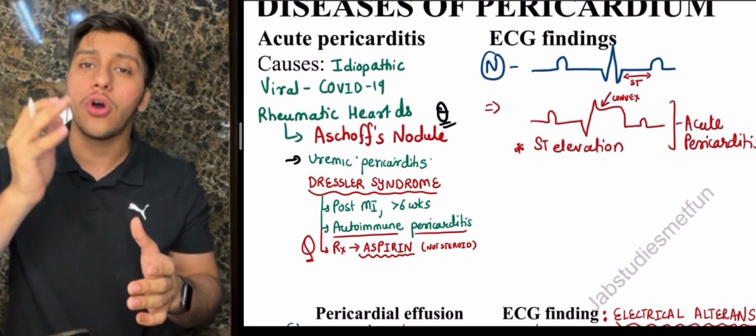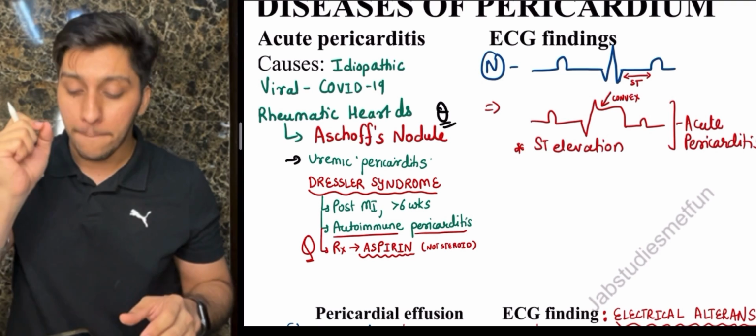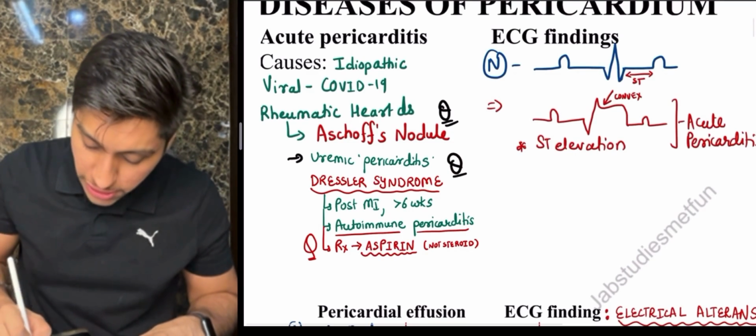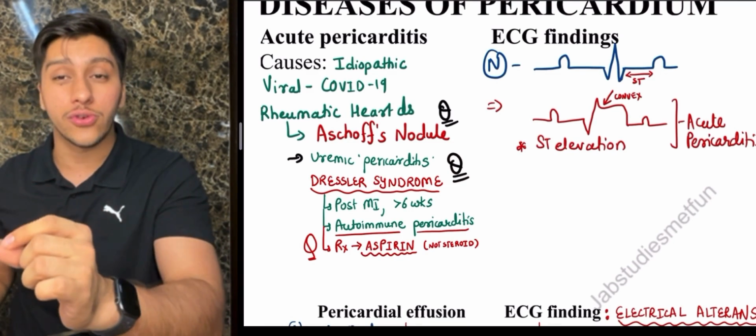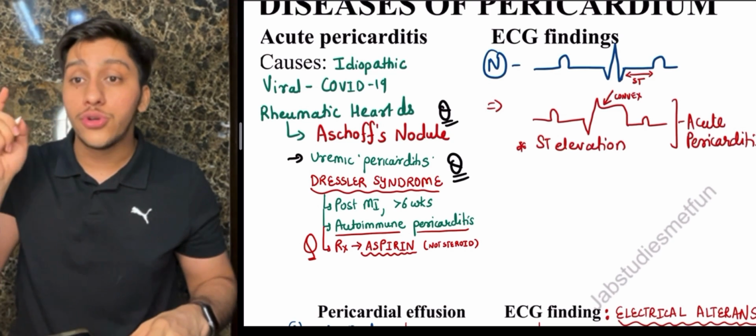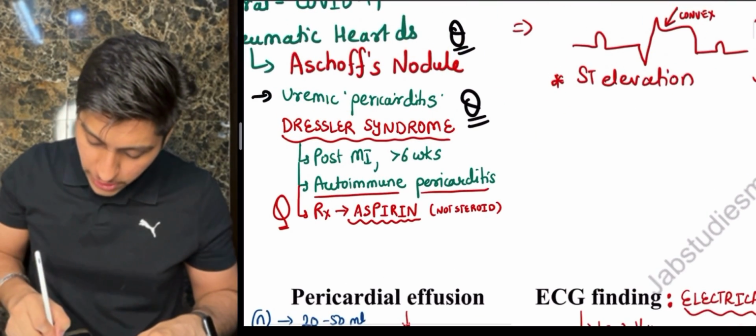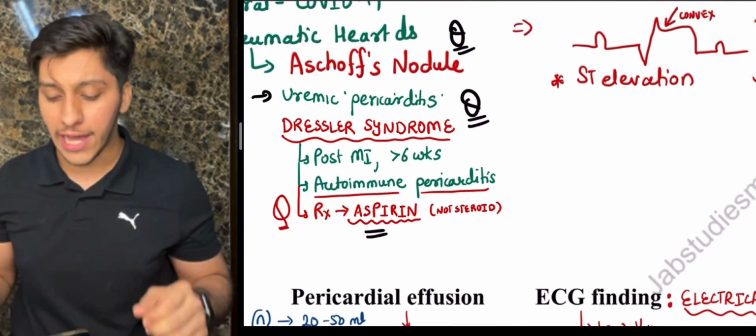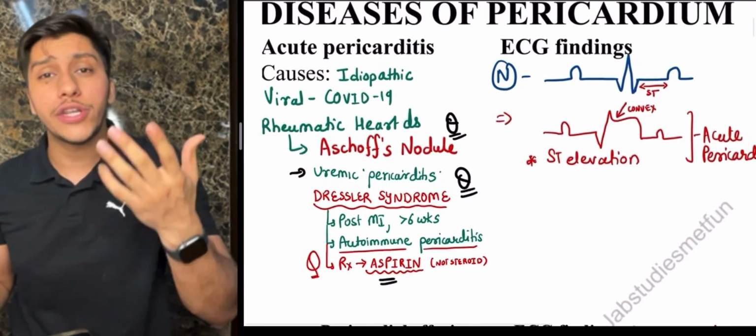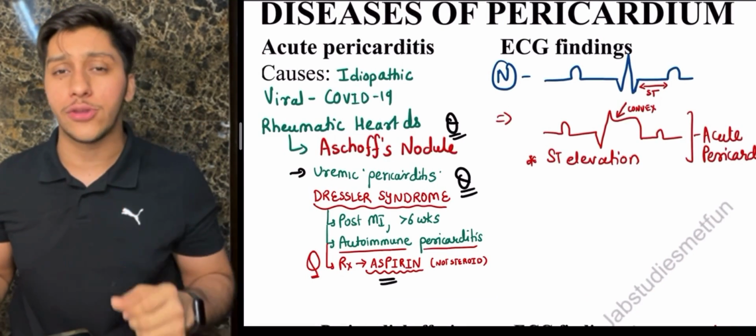Now, usually in autoimmune conditions, we give steroids. But guys, remember, that's why this question is usually asked: in case of Dressler syndrome, which is an autoimmune condition, we don't give steroids, we give aspirin. Okay, we give aspirin. Next, guys, let's know what you get in the ECG with respect to acute pericarditis.